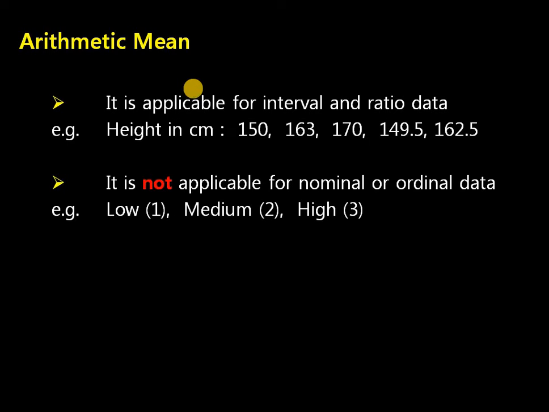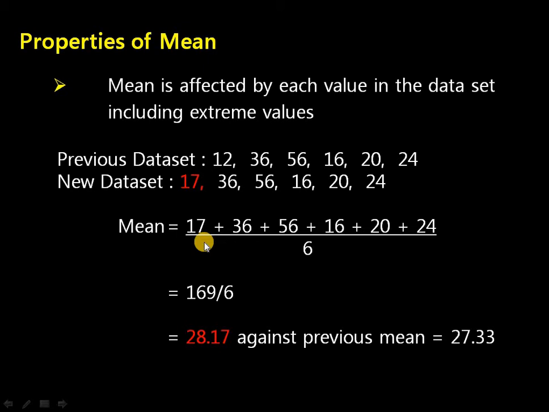So arithmetic mean applies to interval and ratio data. For example, we have height in centimeters, anything which we can quantify, like height, width, weight of individuals. So here we can find the arithmetic mean or average of this data. However, for nominal data or ordinal data, which is in the form of qualitative observations like low, medium, high, even if we denote low by 1, medium by 2 and high by 3 and try to find the arithmetic mean, it will be irrelevant.